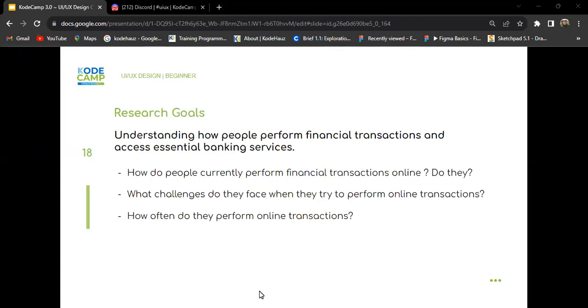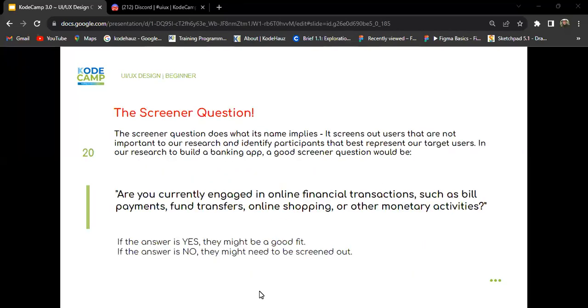The next thing we have here is the screener question, which is actually very, very important. Now, what is the screener question? Just like the name implies, it screens out users that are not important to our research, and helps you identify participants that best represent our target users. In our research, we're trying to build a banking app. So a good screener question would be, are you currently engaged in online financial transactions such as bill payments, fund transfers, online shopping, or other monetary activities?